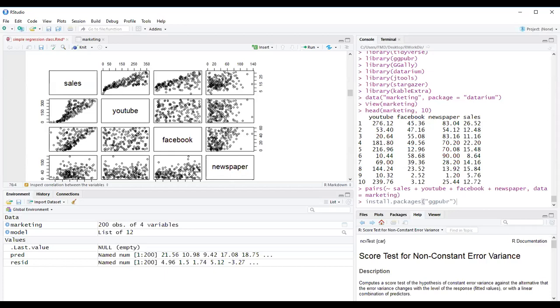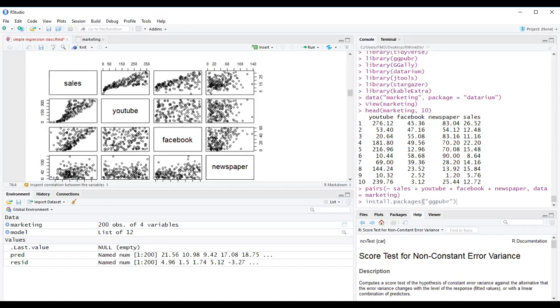Now, we don't want our independent variables to be related or correlated to the other independent variables. So for example, this one: is YouTube related to Facebook? It looks like there's no linear relationship between them. The data is scattered randomly. No apparent trend. So is this good or bad?